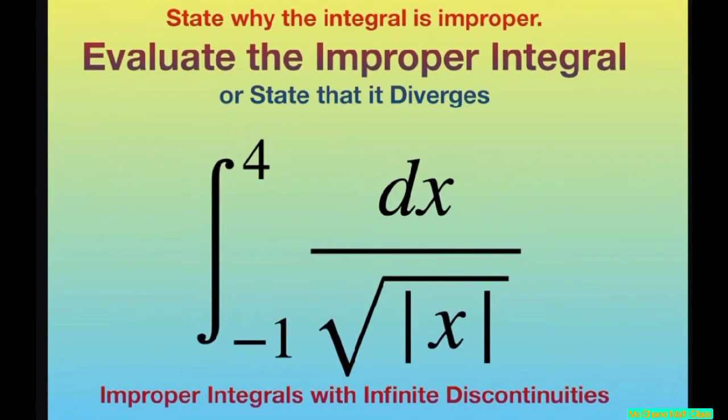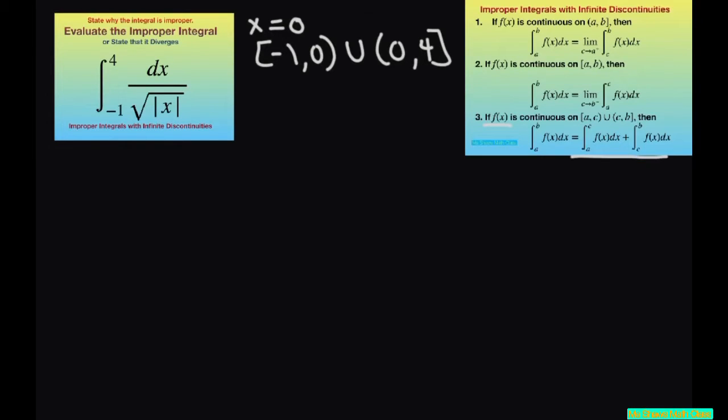Everyone, we're going to state why the integral is improper and evaluate the improper integral. From -1 to 4, we have dx divided by square root of absolute value of x. The reason it's improper is that x cannot be 0, so we have an infinite discontinuity at x equals 0, meaning that our function is continuous on -1 to 0 or 0 to 4. So we have to write two different integrals here.